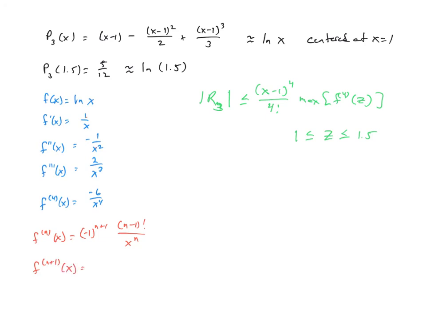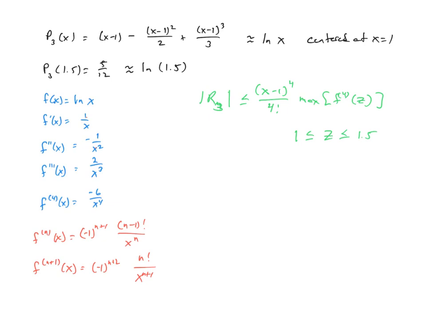So the n plus first derivative of x is going to be negative 1 to the n times n factorial over x to the n plus 1. That would end up being that general form. Now, I had n plus 2, but I could use just n, because negative 1 to the n plus 2 and negative 1 to the n end up being the same thing. So that's my general form. But for our purposes on this one, I don't really need to worry about that.